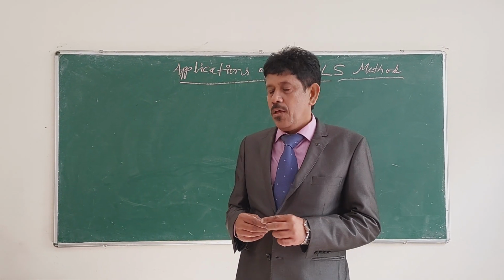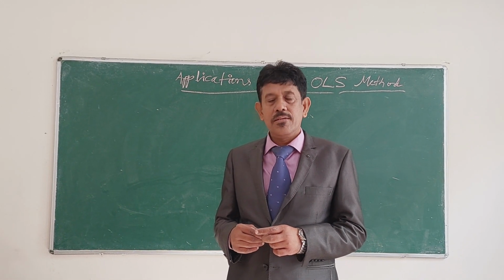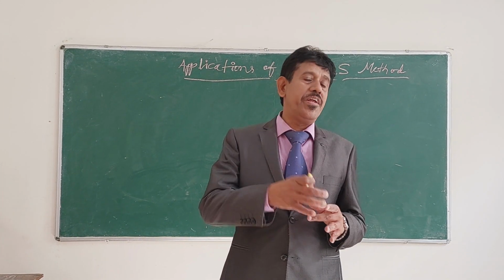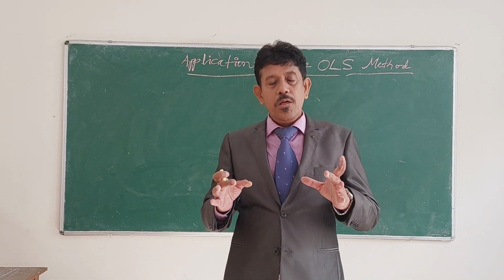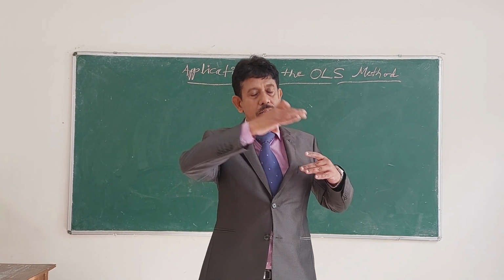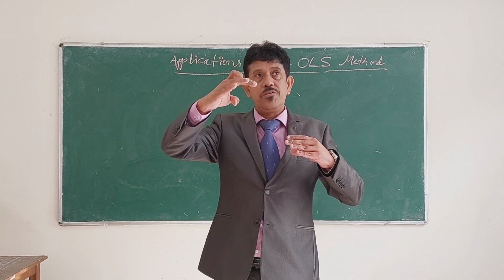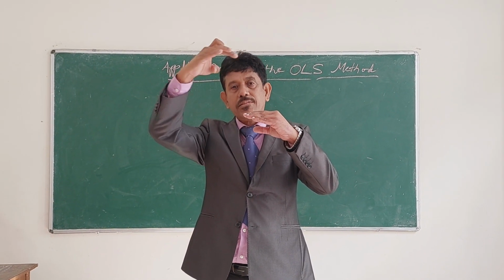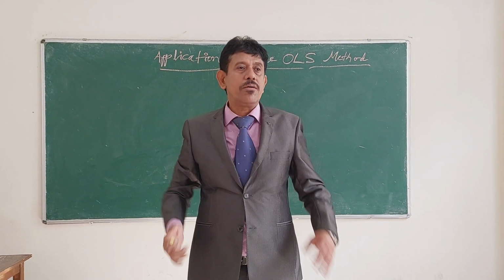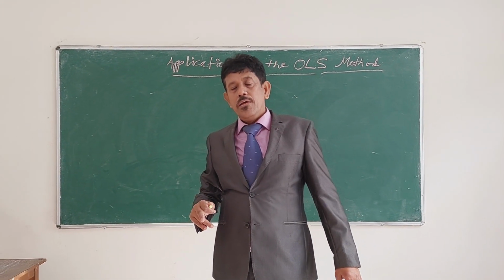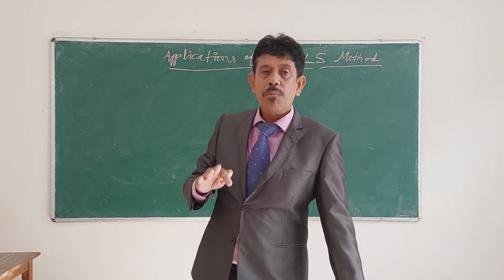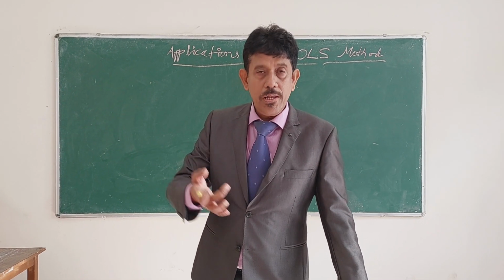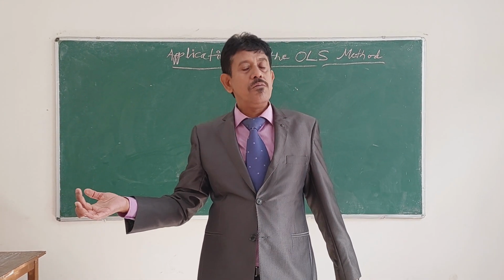Hello students. In the last class, I had analyzed how the line of best fit can be derived. The line of best fit most appropriately represents the relationship between two variables, one variable x, the other variable y: how change in x influences change in y. That particular relationship can be studied by different methods. Four or five methods are there: maximum likelihood method, OLS method, GLS method, etc.